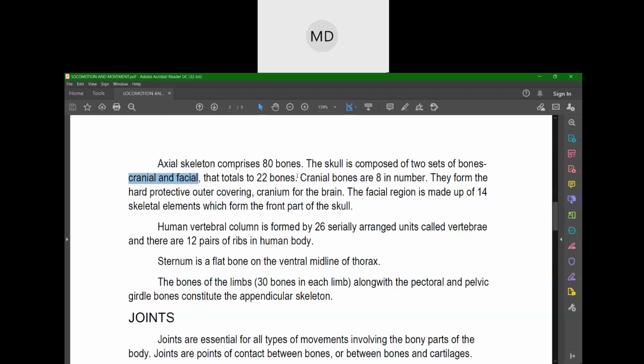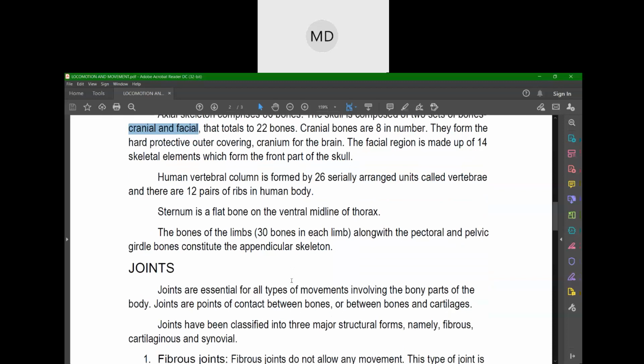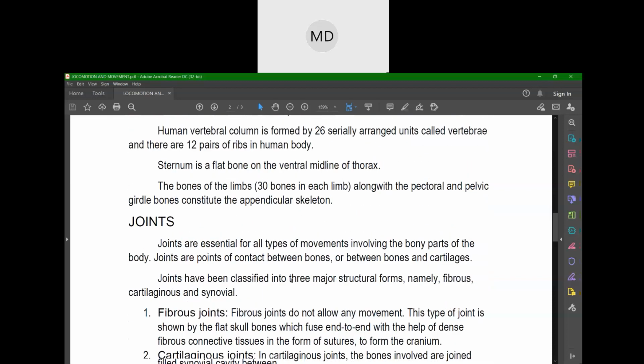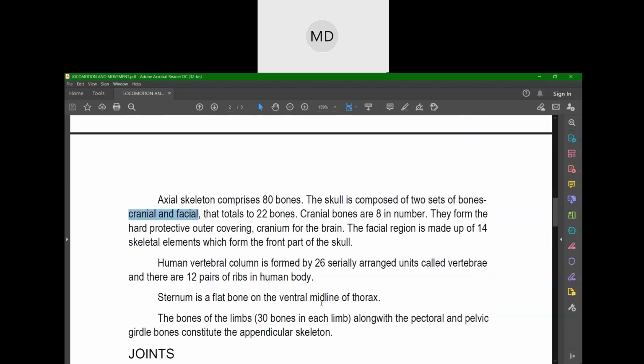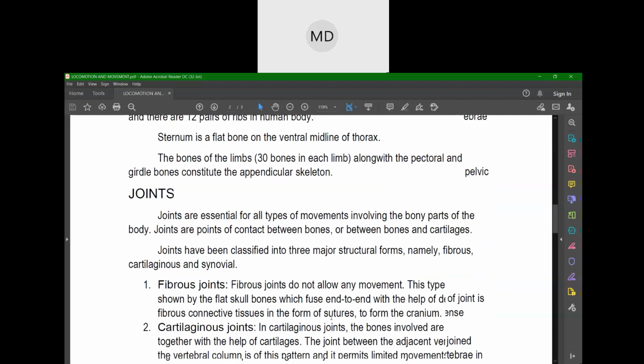Okay, there will be a total of 80 bones if you count all these. And then there are the bones of the limbs and the pectoral girdle, pelvic and pectoral. All this will comprise the appendicular skeleton. In the limbs, there are 30 bones in each limb. You just need to remember all the figures. Nothing much to explain in this part.